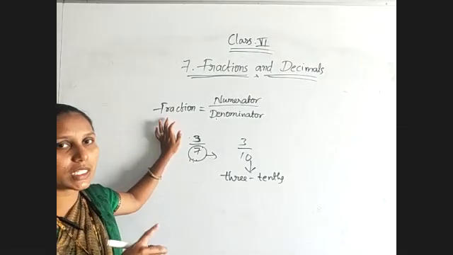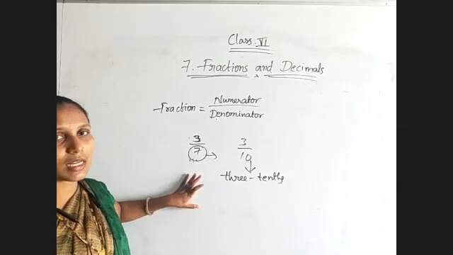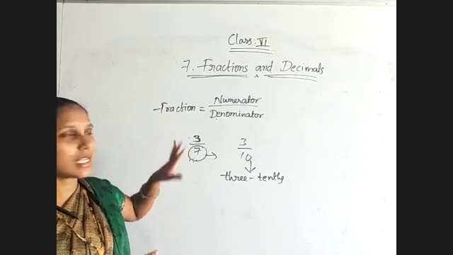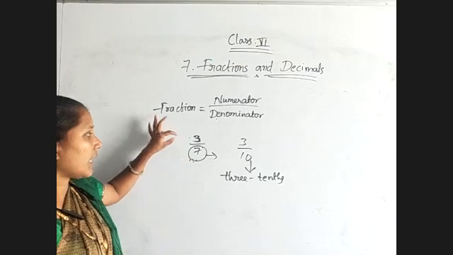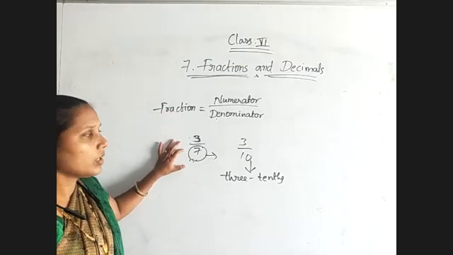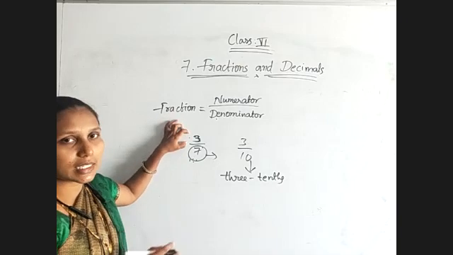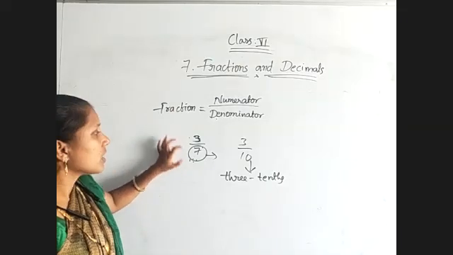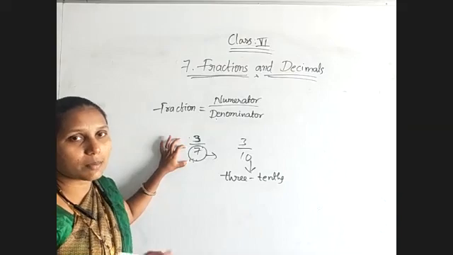Whenever one object is divided into some equal parts, then we indicate that as a fractional number, and the upper value indicates the numerator and the denominator is the down value. The numerator tells us the number of selected parts. The denominator tells us the total number of equal parts.